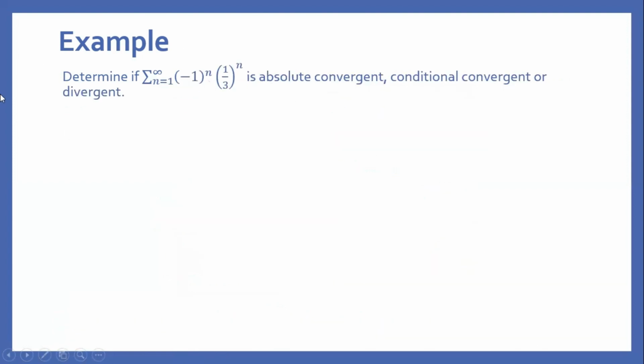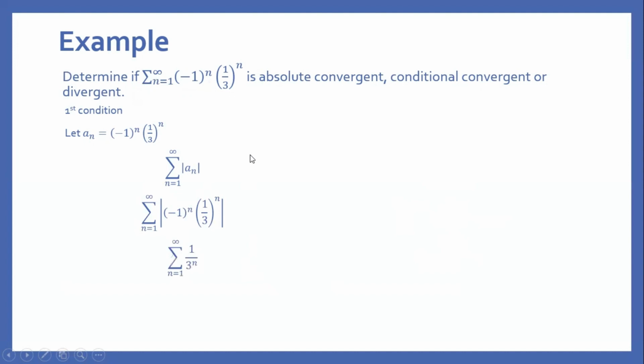Ayan, so next is determine naman if the summation of negative 1 raised to n times 1/3 raised to n for n equals 1 up to infinity is absolute, conditional convergent, or divergent. First condition, ilet lang natin yung a sub n natin sa negative 1 raised to n times 1/3 raised to n. Then kunin lang natin absolute. Ayan. Then magiging sagot is 1/3 raised to n. And then since mas mababa sa 1 yung absolute of r natin, then it is a convergent pa din.